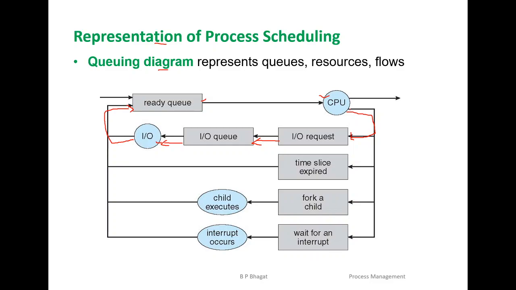Another situation occurs when the time slice expires: the process again goes into the wait state and then goes into the ready queue for further execution. Another situation is when the process gives birth to a child process. The process will fork a child, execute the child process, and once the child process execution gets completed, the process will be ready again in the ready queue for further execution.